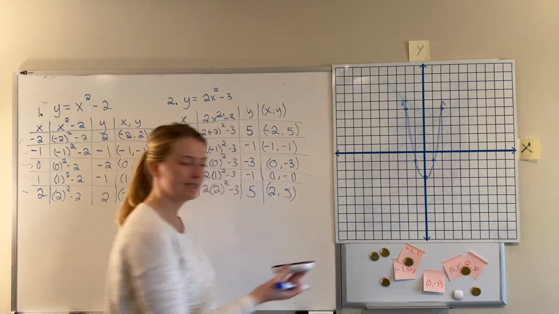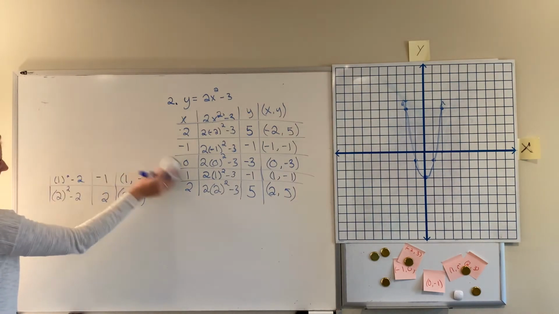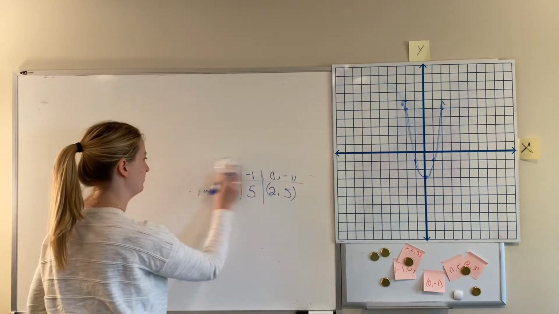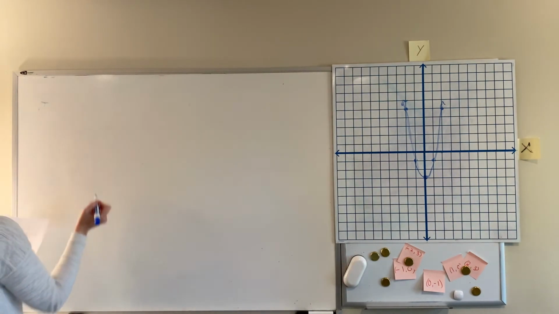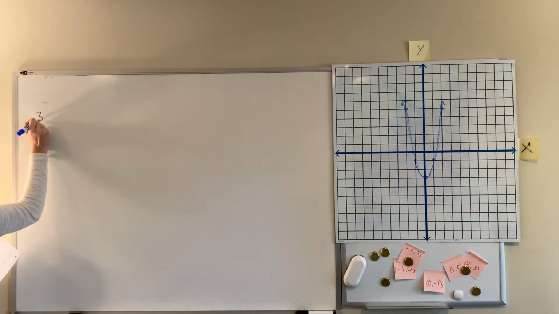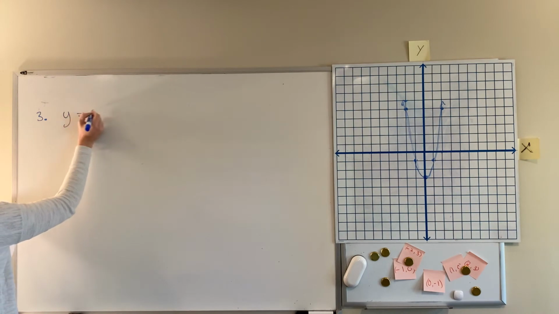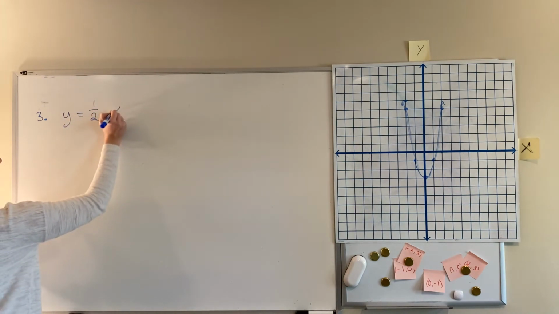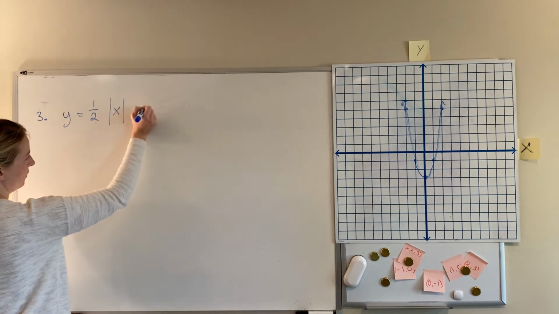All right, last example is example number 3. I'm going to give us a little bit more room for it. All right, example number 3 says y is equal to 1/2 the absolute value of x plus 1.